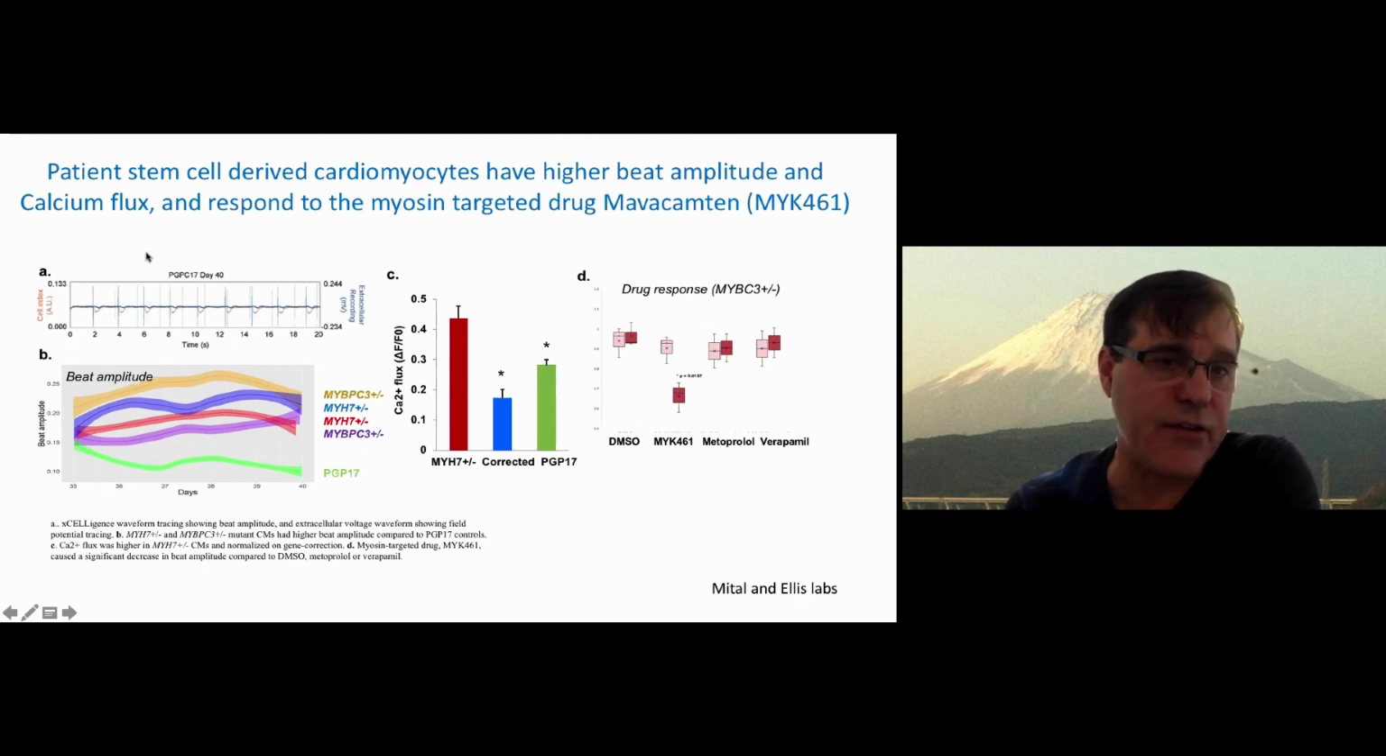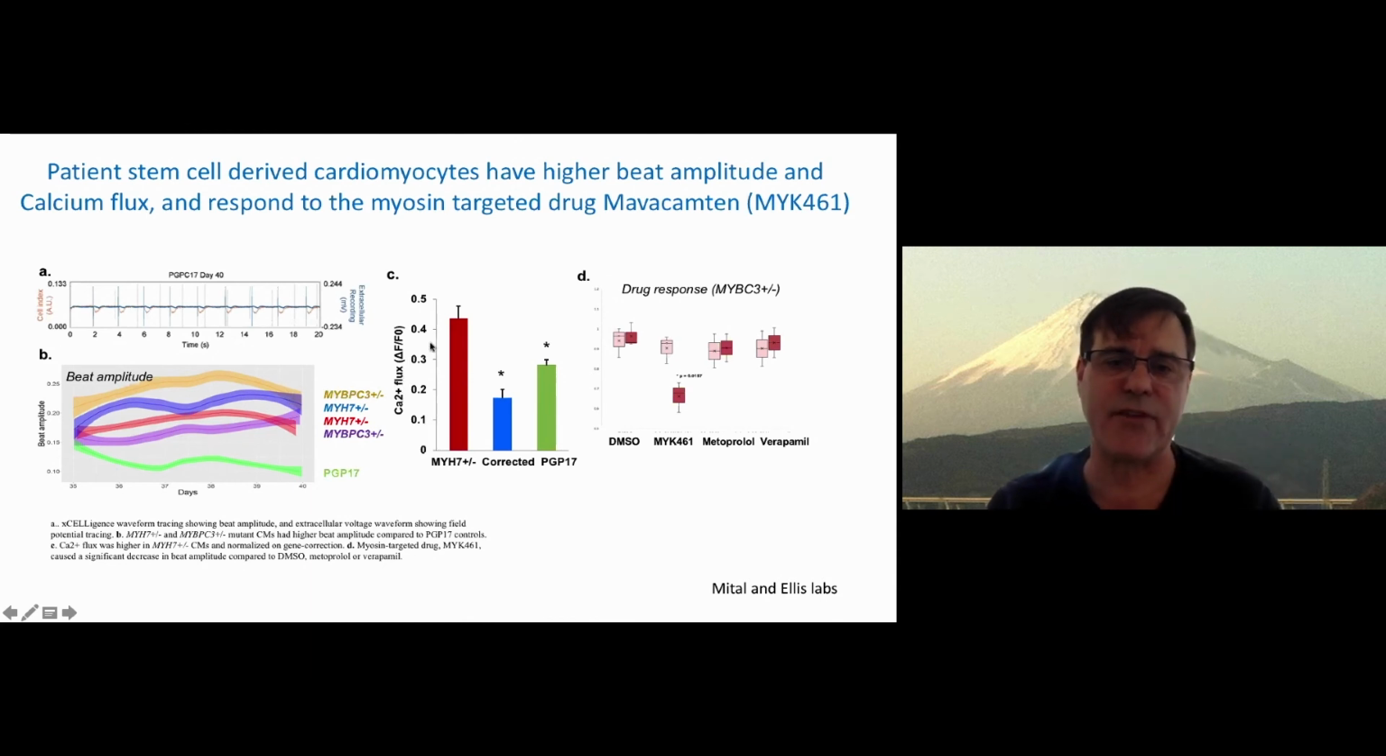So these are healthy control cells, and on an xCELLigence device, you get these waveforms which show the beat amplitude and some extracellular voltage waveforms. When you look at the beat amplitudes, this is the control cells here. You can see that they're fairly steady, and all of the patient material has this increased beat amplitude. If you look at how calcium is handled, you can see that the calcium flux is higher in the patient, and it gets reduced down to normal.